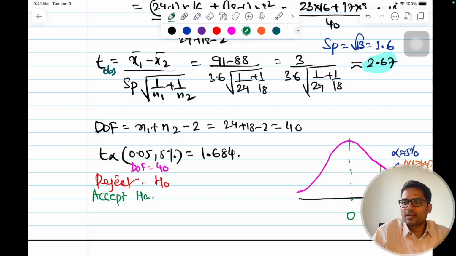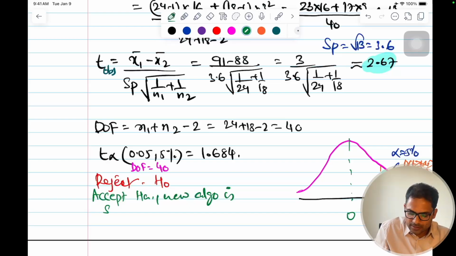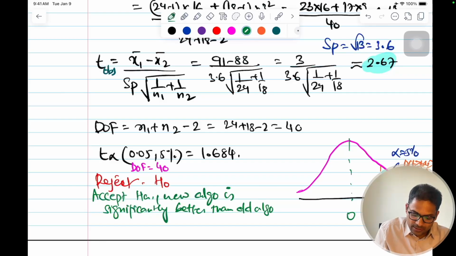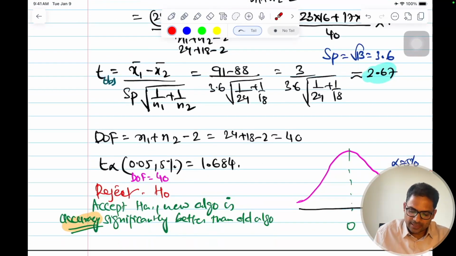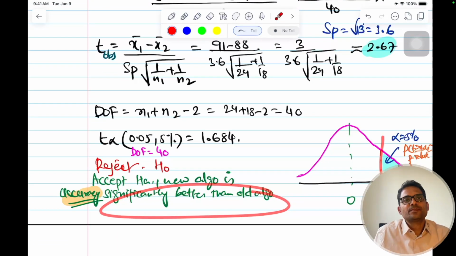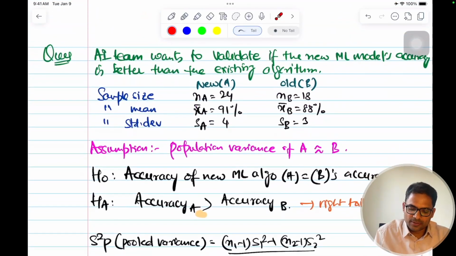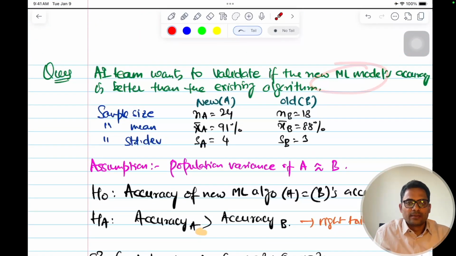And what does the alternate hypothesis say? That the new algo is significantly better than the old algo, in terms of accuracy. That's what we are comparing. That's what was our alternate hypothesis: accuracy of A is greater than B. So it is significantly higher because we have rejected the null hypothesis, and the new model is performing better. I hope this is clear.